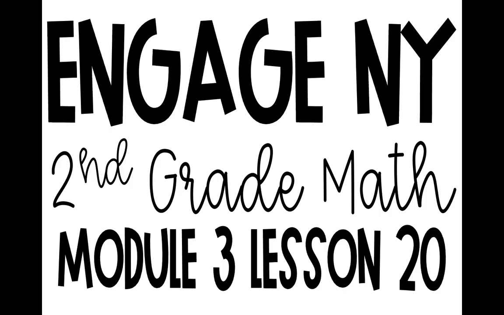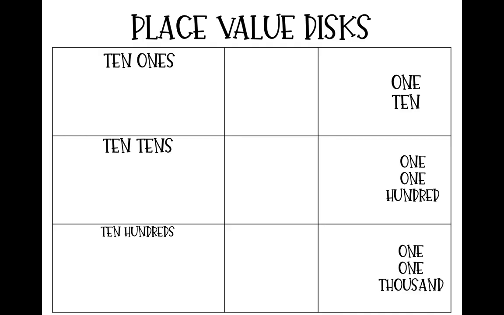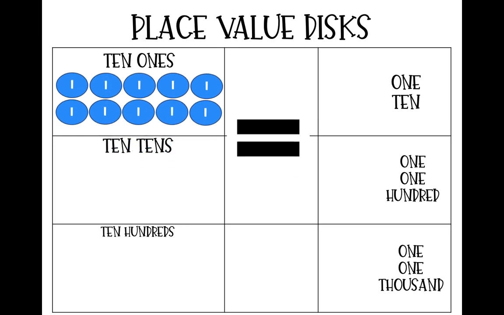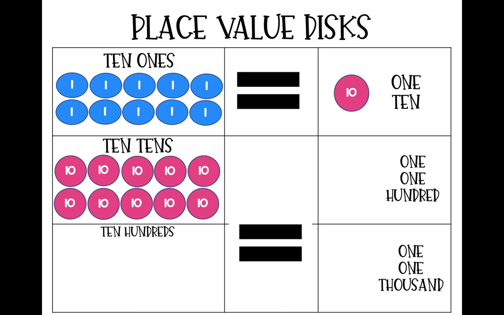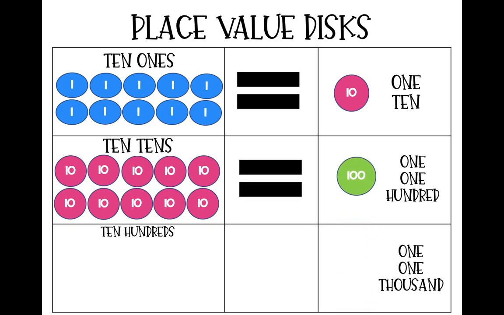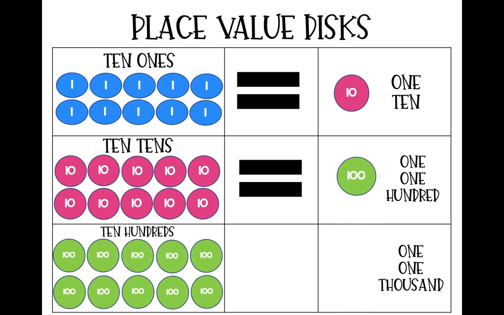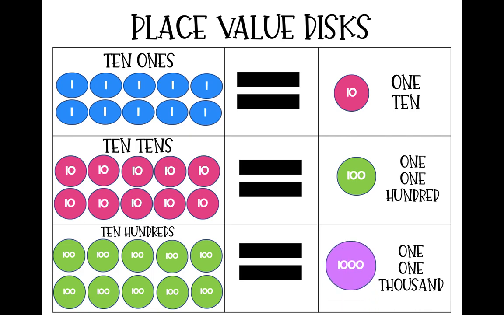Before we take our Module 3 test on Thursday, make sure you're paying good attention so that you're ready for our Module 3 review tomorrow. As a quick reminder, we know that 10 ones is equal to 1 ten, 10 tens is equal to 100, and 10 hundreds is equal to 1,000. Don't forget that will be a question on your test this Thursday.